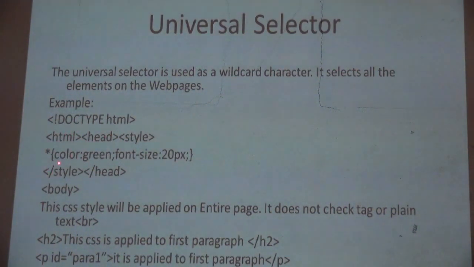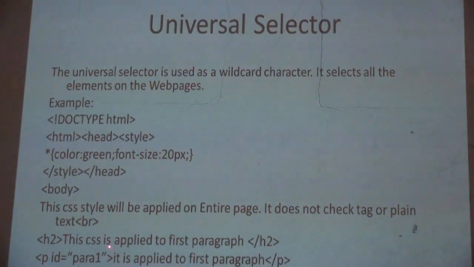Then this is the asterisk symbol, color green, font size 20 pixels. Then the style tag is closed, next the head tag is closed, then in the body tag, this CSS style will be applied on the entire page. It does not check tag or plain text. Here we are using the break tag, which means when this line is completed we have a break, or we start this heading 2 on the next line.